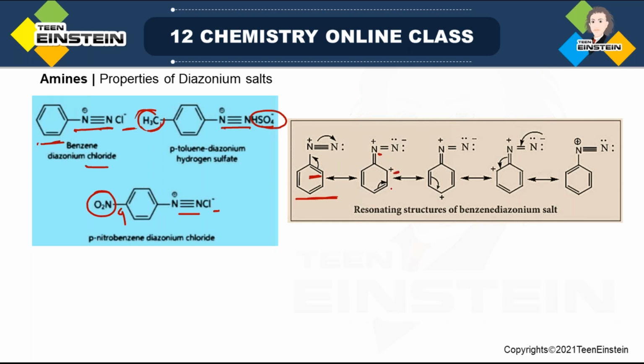This N is still positive because there are a total of 4 bonds, though actually it should be written like this, because when there are a total of 4 bonds, you cannot write it as if these 2 bonds are 90 degrees to each other. It should be written like this, but for simplicity it is written in this way. And then further resonance structures are also possible. Okay, so these are the resonating structures of benzene diazonium salt. Fine.